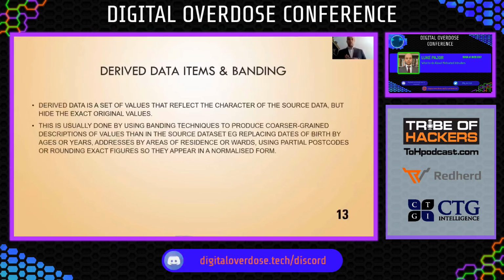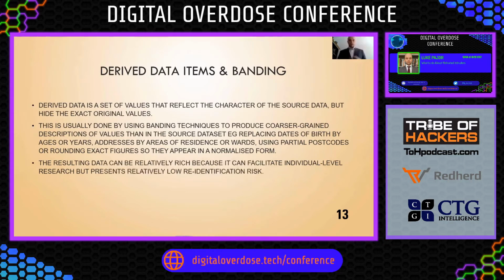We also come to derived data items and banding. What are these? Derived data is a set of values that reflect the character of the source data but hide the exact original values. This is usually done by banding, which produces coarser-grained descriptions of values than in the source data set. An example is replacing birth dates with years, addresses by areas of residence or wards using partial postcodes, or rounding exact figures so they appear in a normalized form.